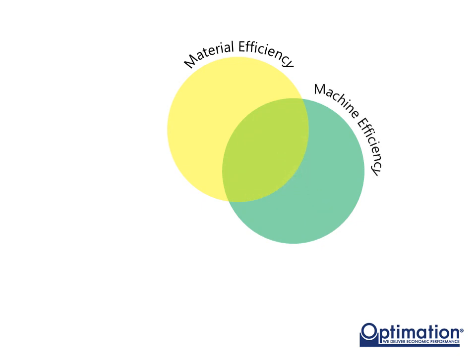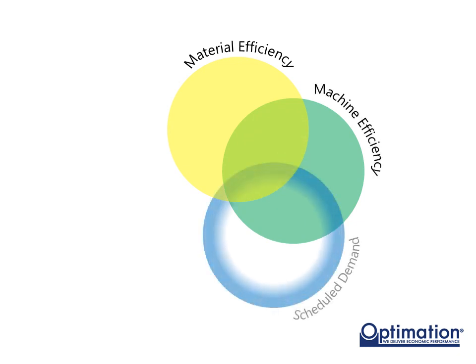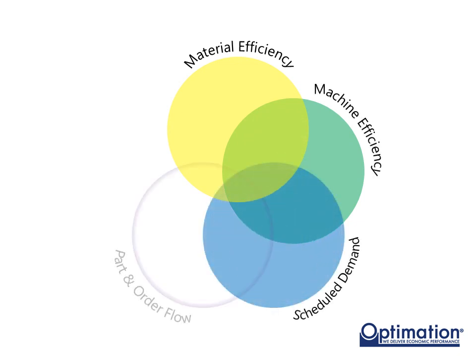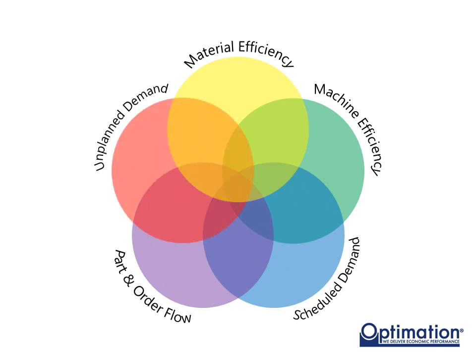In today's modern manufacturing, there are many other important factors that must be considered while material waste is being minimized. These include machine efficiency, schedule demand, part and order flow, and of course, unplanned demand. All of these components have a cost impact and must be considered in order to find the optimal solution.